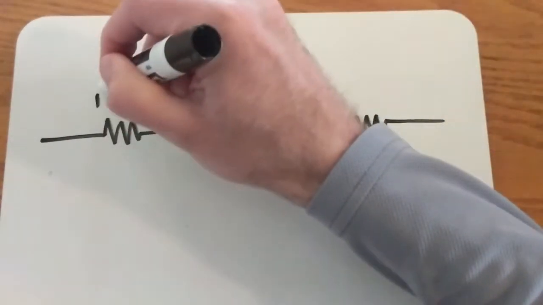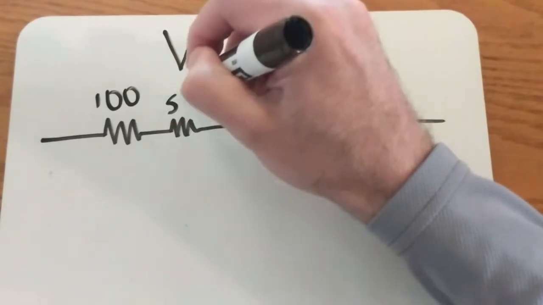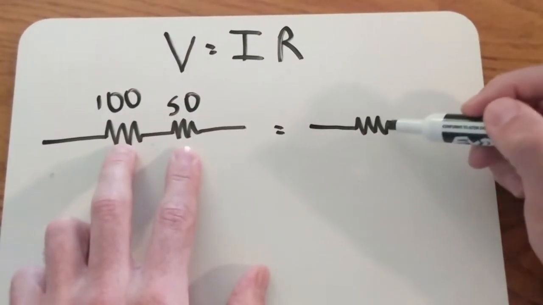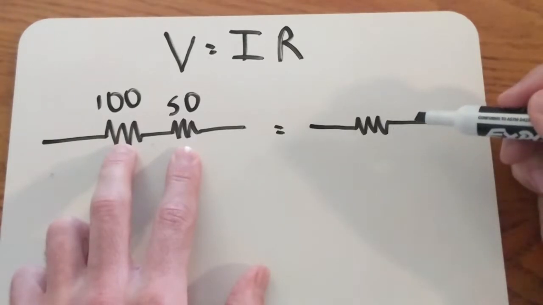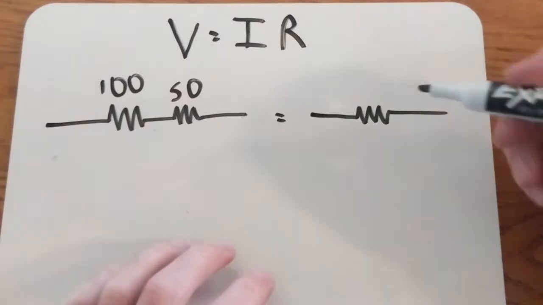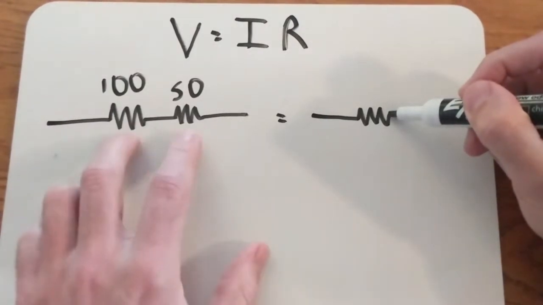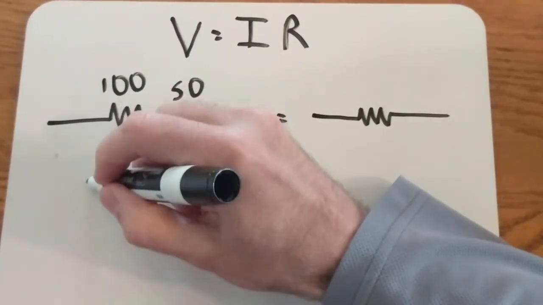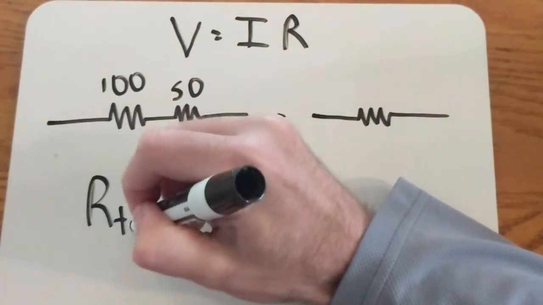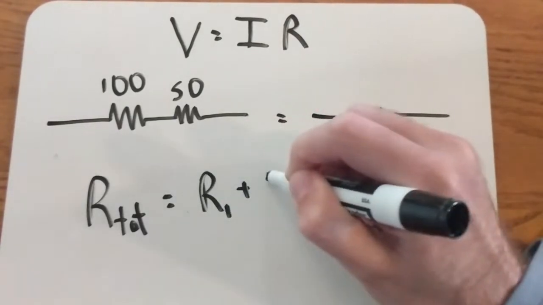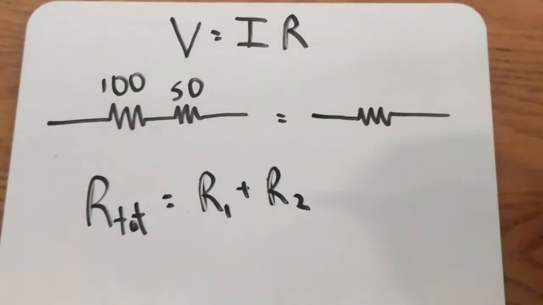All right. If this is 100 ohms, this is 50 ohms. What could we replace two of those resistors with, just one, and still have it be the same? So there's a very simple equation that tells us what this resistor will equal if we have those two wired in series. All right, and it's pretty much what you would think it would be. Our total resistance is just R1 plus R2, and you just add them up.